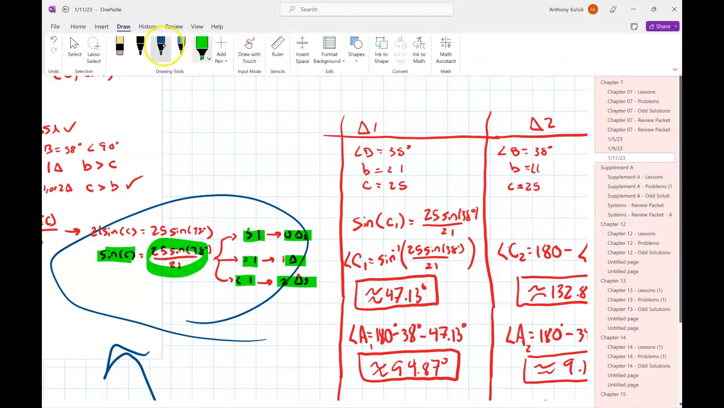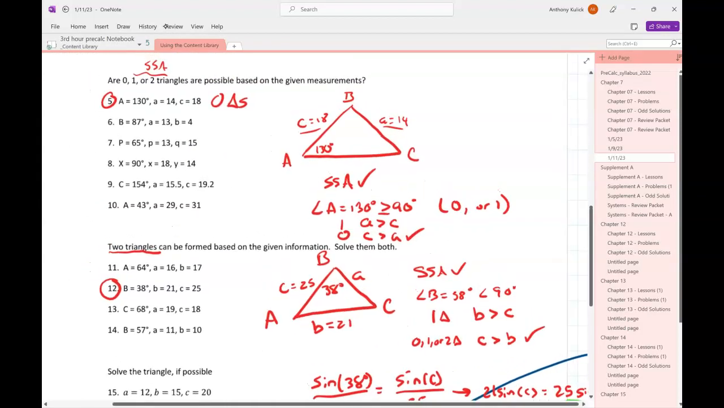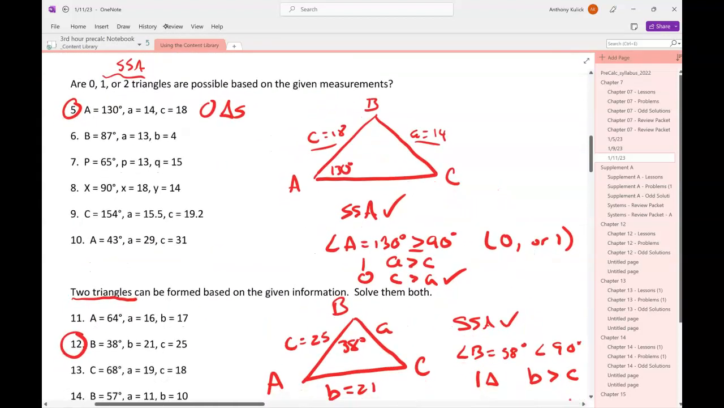So, for number 7, if you have 1.04, it's greater than 1, so it equals 0 triangles. Even by 0.04, it would still equal 0? Yes. Bigger than 1 is bigger than 1. Not rounded. All the decimal points count.